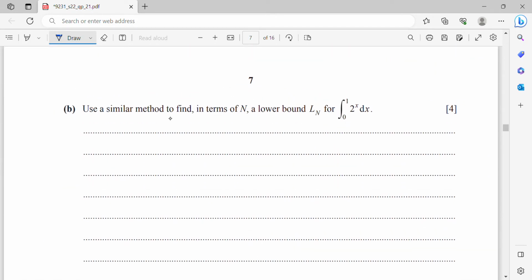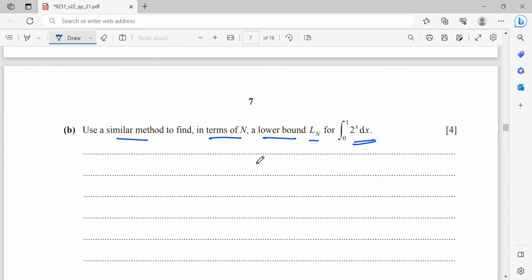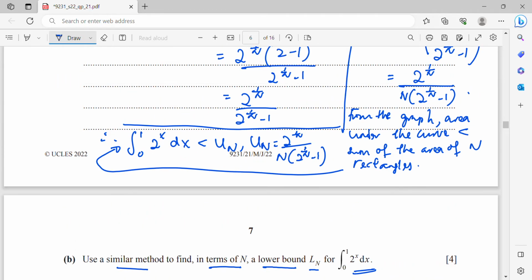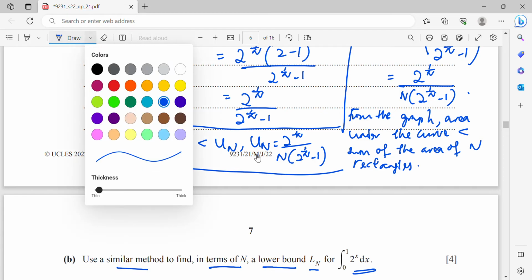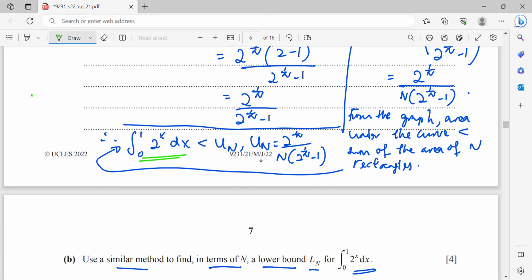Now B: use a similar method to find, in terms of n, a lower bound Ln for this graph. Okay, so just now we know that the area of the graph is less than Un, which means Un is the upper bound. Now we need to find the lower bound, which means the graph is actually bigger than this value. I mean this integration is bigger than Ln. So how could it happen?